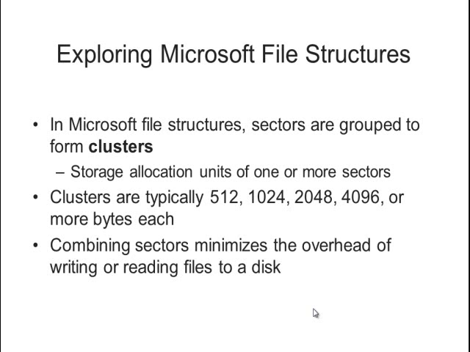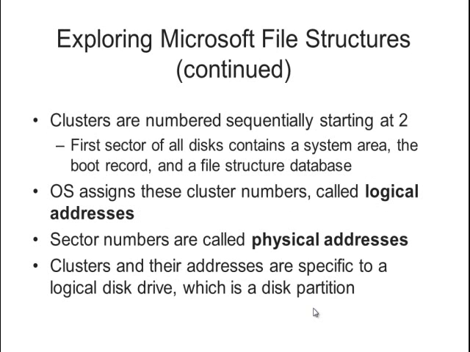Clusters are numbered sequentially starting at 2 because the first sector of all disks contains the system area, the boot record, and the file structure database. The operating system assigns these cluster numbers, which are referred to as logical addresses. Sector numbers are referred to as physical addresses. Clusters and their addresses are specific to a logical disk drive, which is a disk partition.